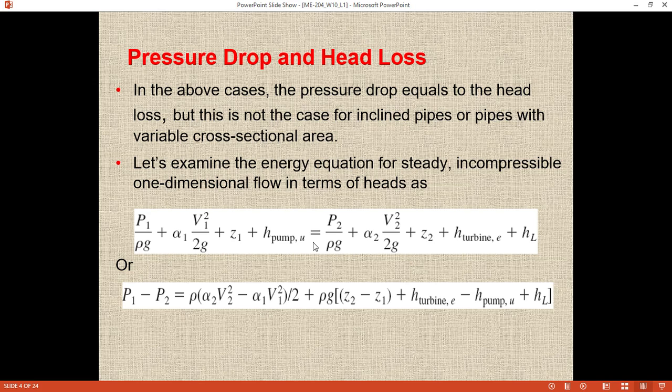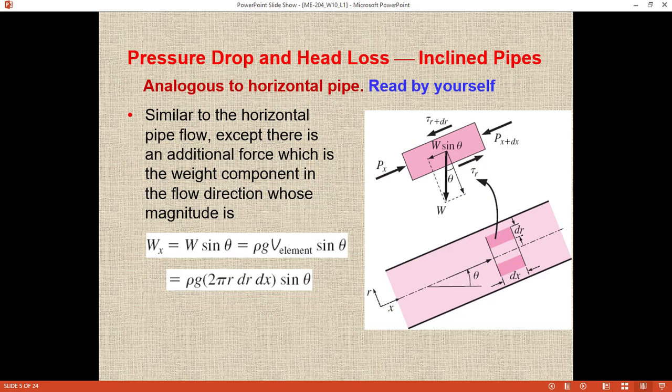Here also, if you add any equipment to add energy to the fluid, we can put it at section 1, and if you are consuming energy by some other equipment, we have the case of a turbine, and here is the case of a pump. So let's go and see the pressure drop and head loss for the inclined pipe.